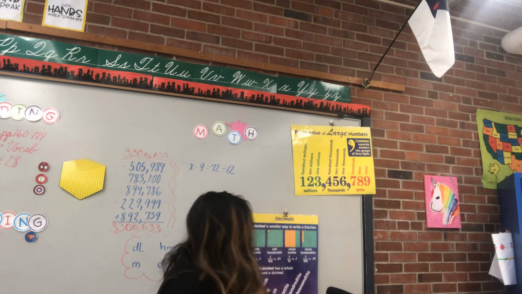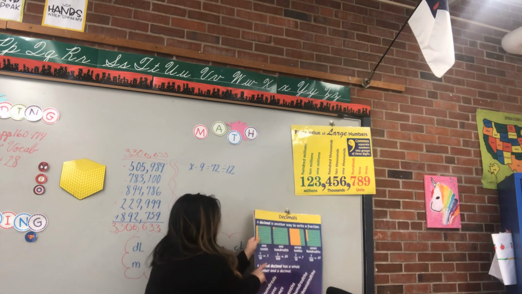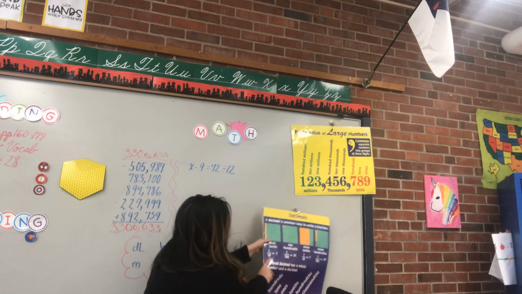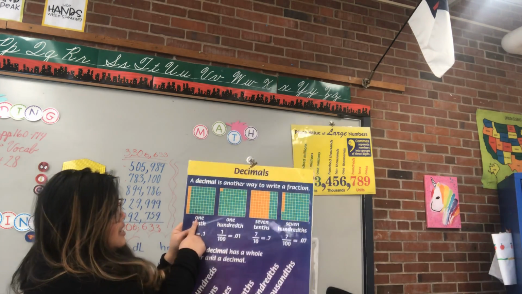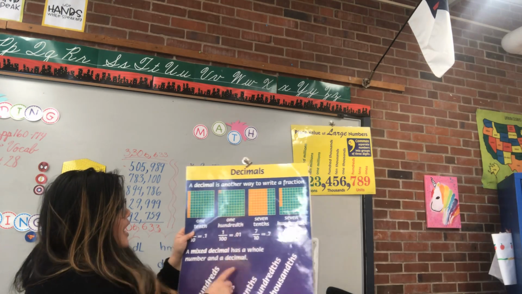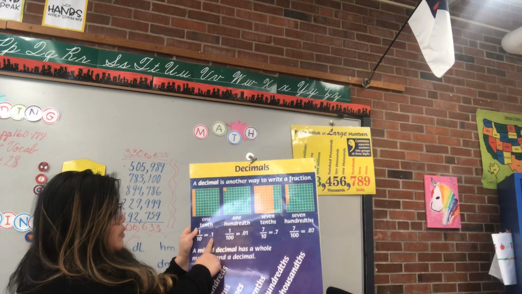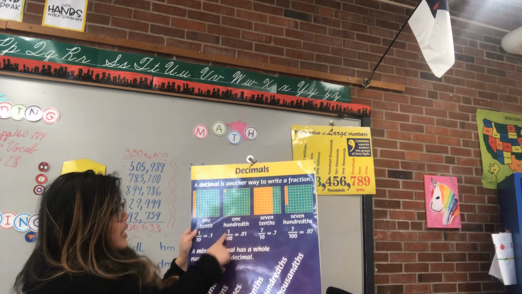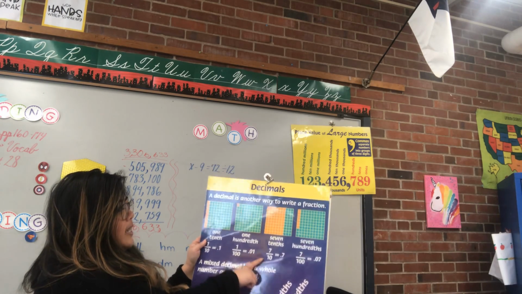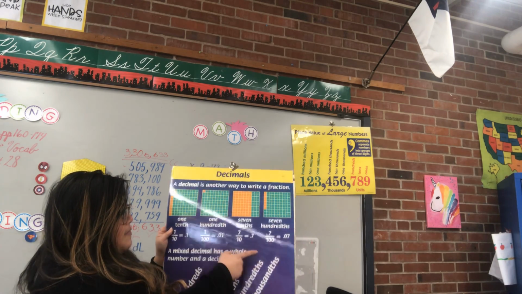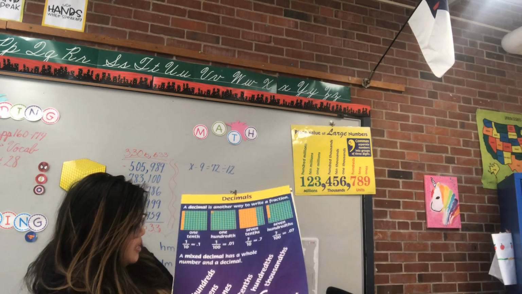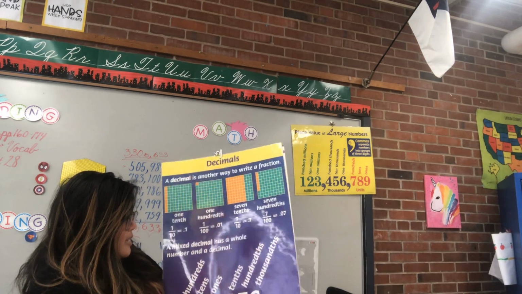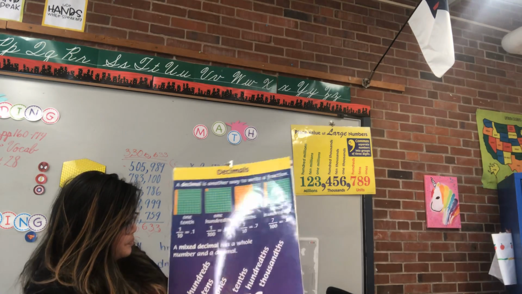Okay, let's go over our place value for our decimals. Remember we have tenths, hundredths, so this would be 1/10 equals 0.1, 1/100th equals 0.01, 7/10 is 0.7, 7/100 is 0.07. And then if you have a mixed decimal, you have a whole number and a decimal.